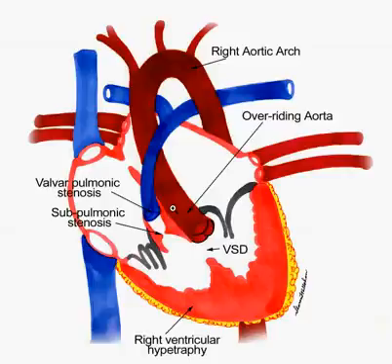What else? Overriding aorta. The reason this happens, and this is just a memorization thing, is an anterior superior displacement, so anterior forward and superior upward displacement of the infundibular septum. Really what that's saying is that it's a failure of the aortopulmonary septum to align.